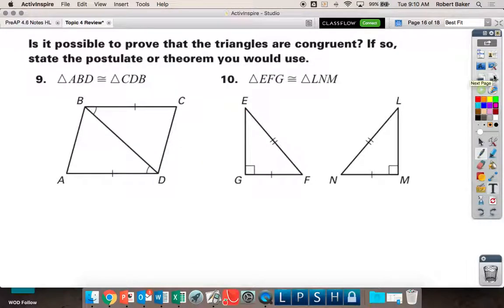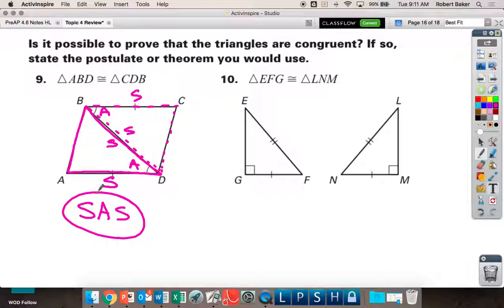Is it possible to prove that triangles are congruent? If so, state the postulate or theorem you used. So I want to prove that ABD is congruent to CDB. Can I prove those two triangles are congruent? Yes. What postulate or shortcut did you use? Side angle side, or SAS.